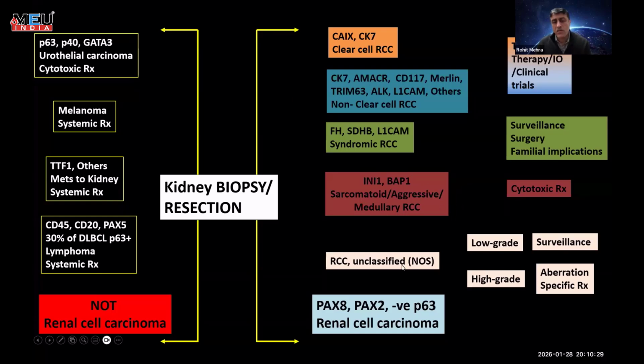Then there are still tumors we are unable to categorize faithfully into the known categories, and these are what are known as RCC unclassified or not otherwise specified. And as pathologists, it is still important for us to categorize these either into low grade or high grade, because the management implications will depend on this feature, whether this RCC unclassified or not otherwise specified is called as low grade or high grade.